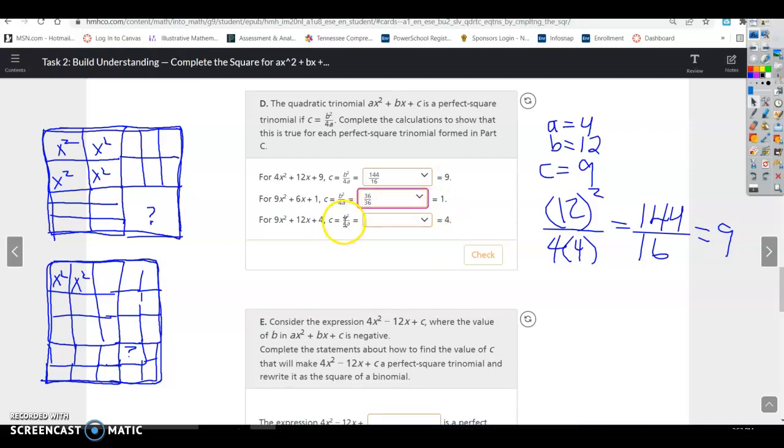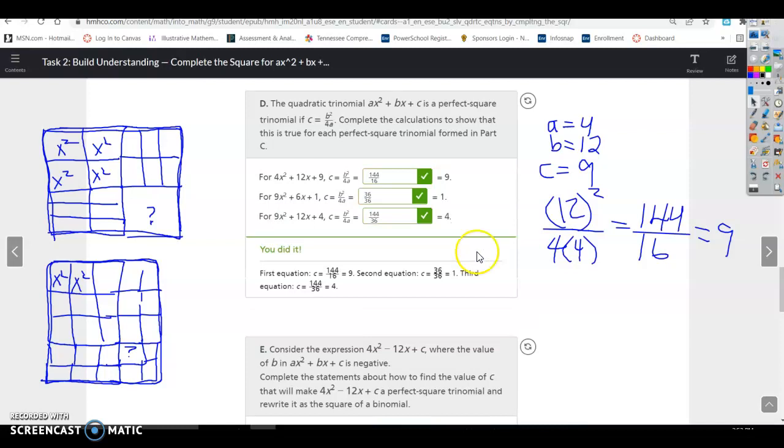And then the last one, b squared. 12 is my b. B squared is 144. 144 divided by 4 times 9 is 36. So that would be 144 divided by 36 equals 4. So this is just showing one more way to find c.